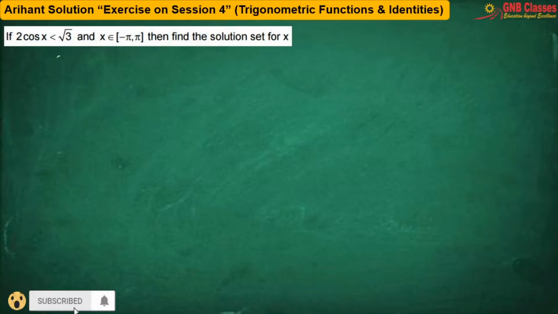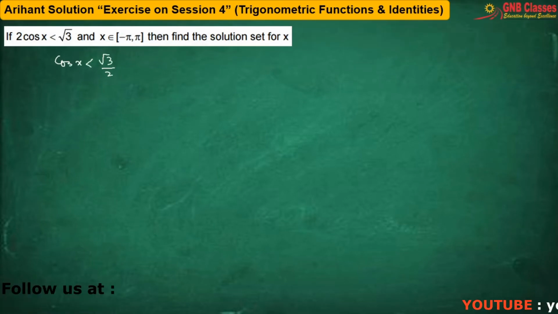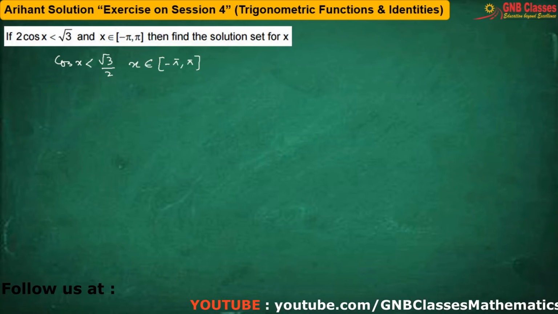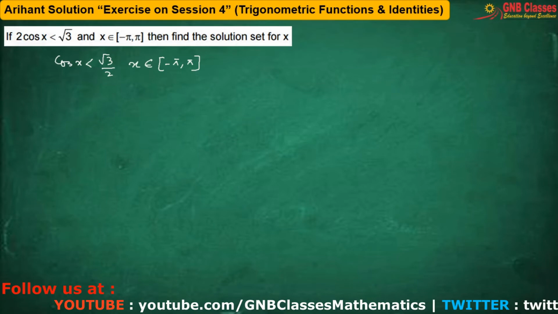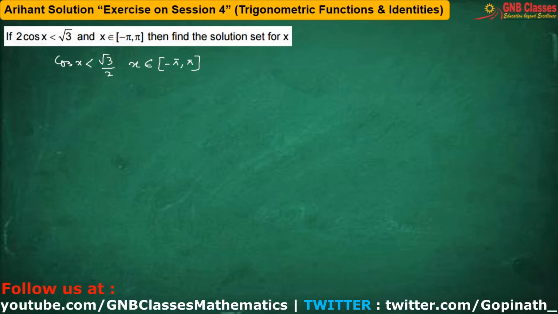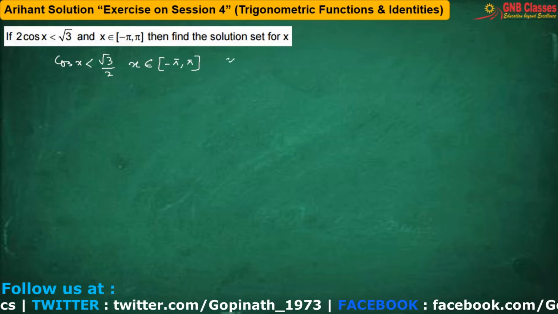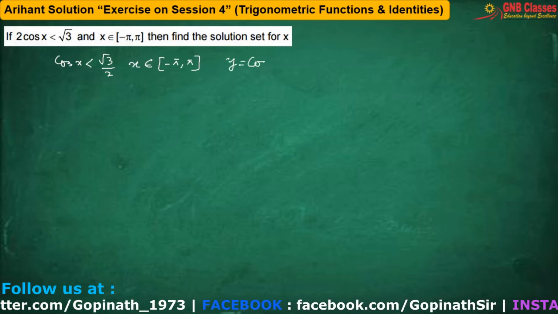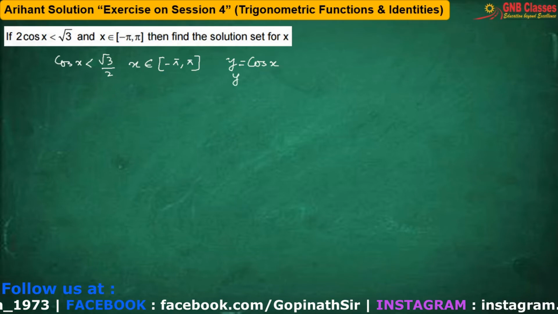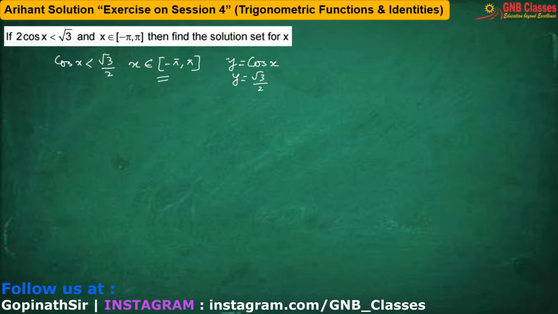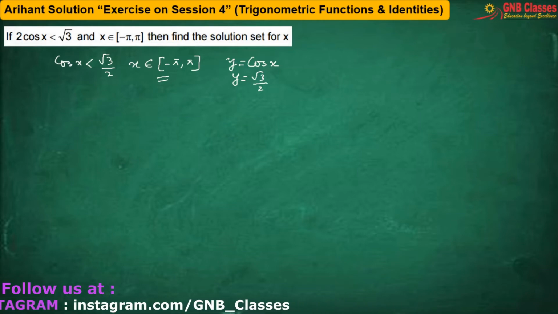In this problem, they have given that cos x is less than root 3 by 2 and x is lying between minus pi to pi. Remember one thing, whenever we are solving trigonometric inequations, all we will do is, in this case, draw two graphs, y equals to cos x and y equals to root 3 by 2 within the region minus pi to pi in the same plane.